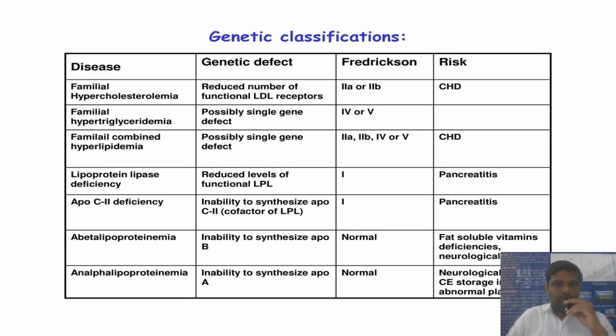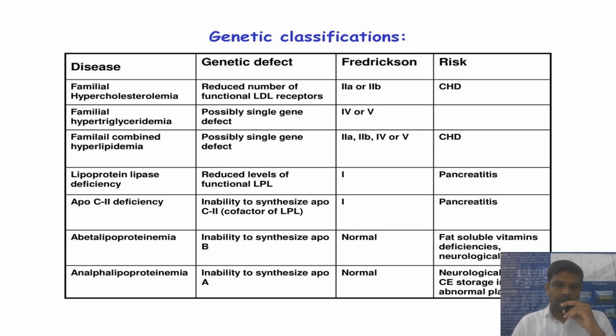Familial hypercholesterolemia includes the reduced number of functional LDL receptors, which leads to coronary heart disease. Familial hypertriglyceridemia, possibly single gene defect in the genetic defect mechanism. Familial combined hyperlipidemia, possible single gene defect. Lipoprotein lipase deficiency, it reduced levels of functional LPL. ApoC2 deficiency, it is the inability to synthesize ApoC2, cofactor of LPL or lipoprotein.